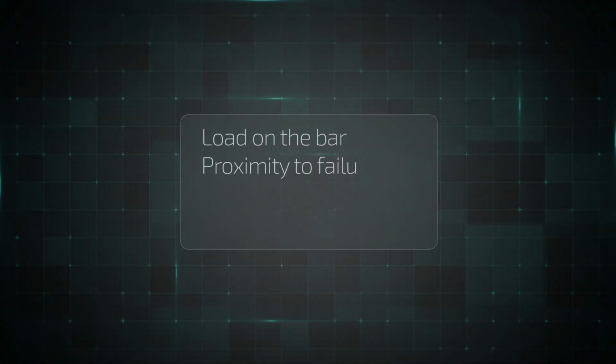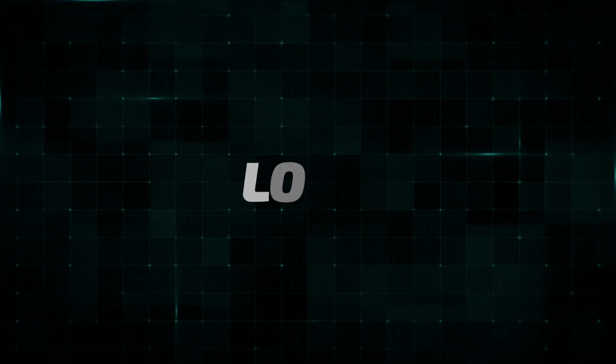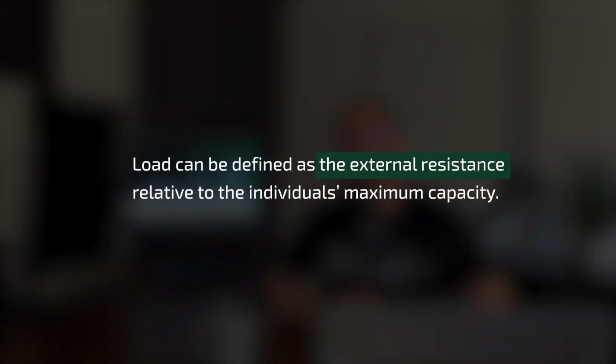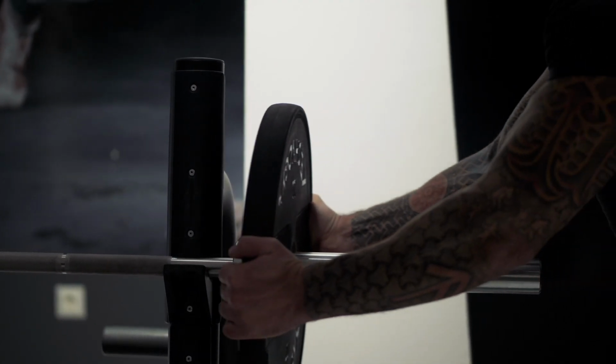Specifically, I like to separate intensity into four different domains: load, proximity to failure, intended velocity, and a concept I like to call psychological acuity. Let's go through each of these four domains and their relevance to training for strength and muscle growth, starting with load. We can define load as the external resistance relative to an individual's maximal capacity. In practice, this is probably best proxied by the percentage of one rep max on the bar.